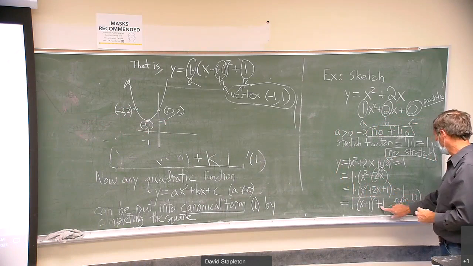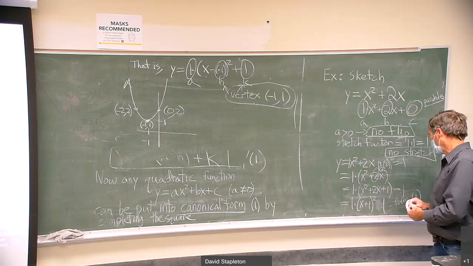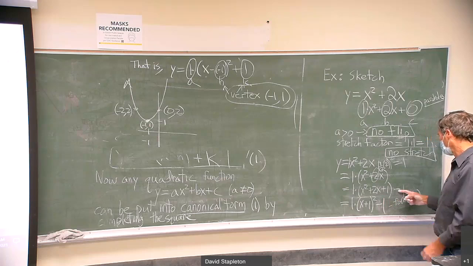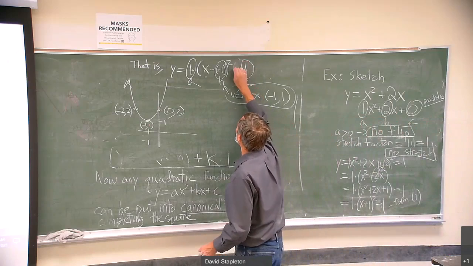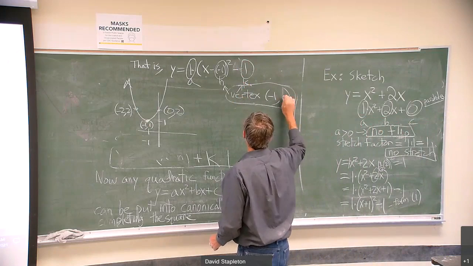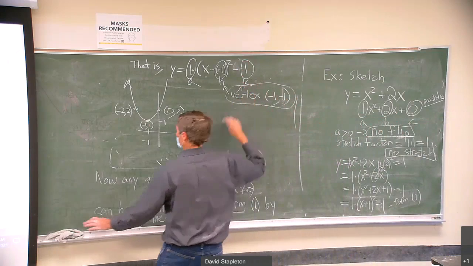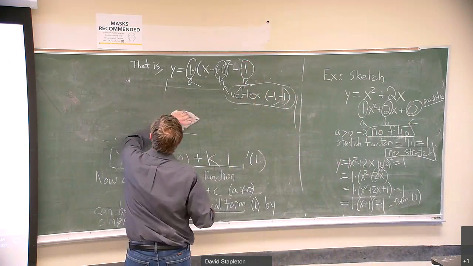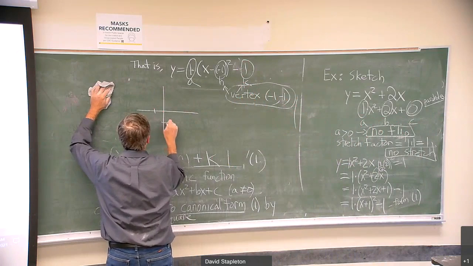Well, this is a -1. So this is a minus. Sorry about that. Minus. And the vertex is -1, -1. Sorry about that. Sign error there. That's not here. Vertex is at -1, -1. Here, and I make it the same shape.